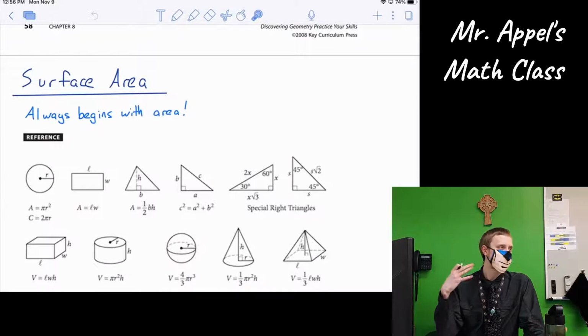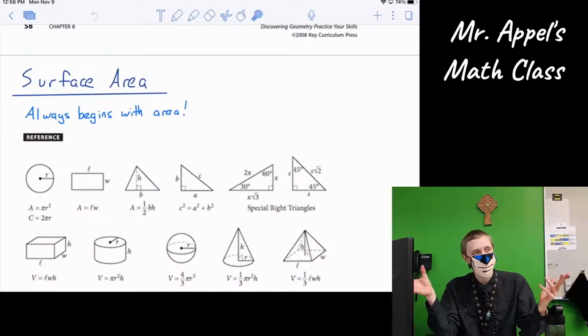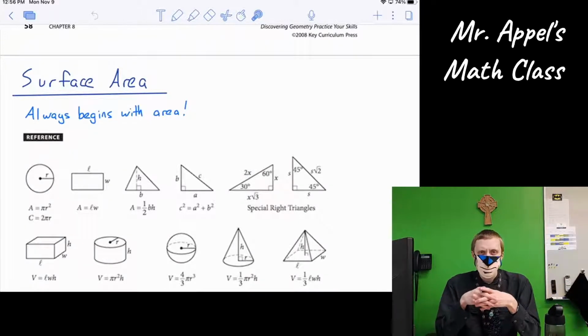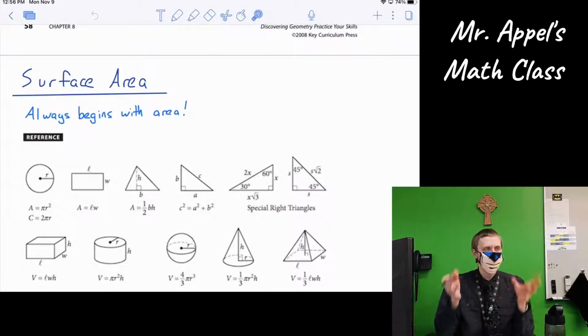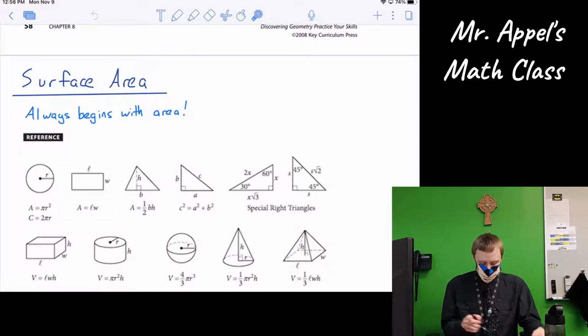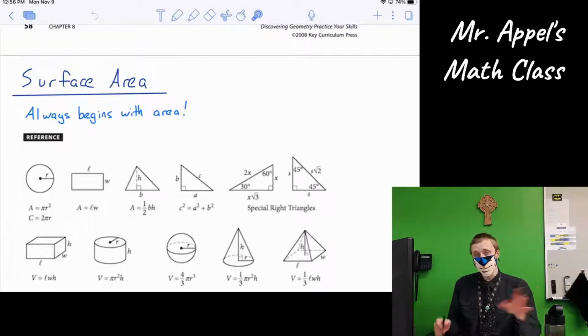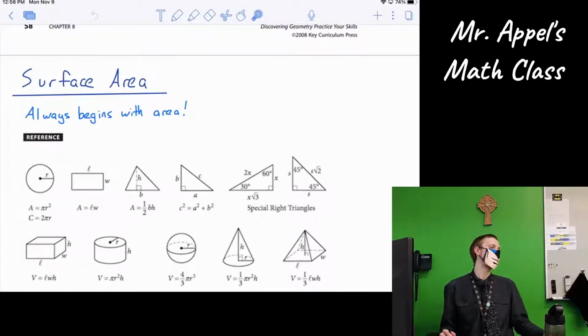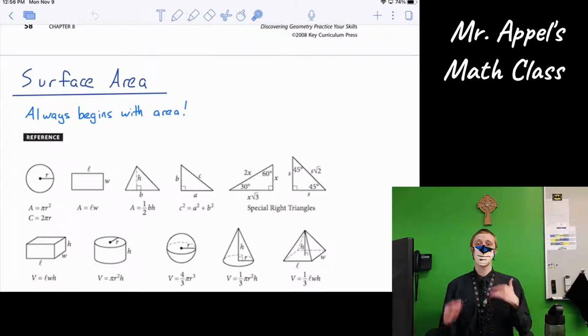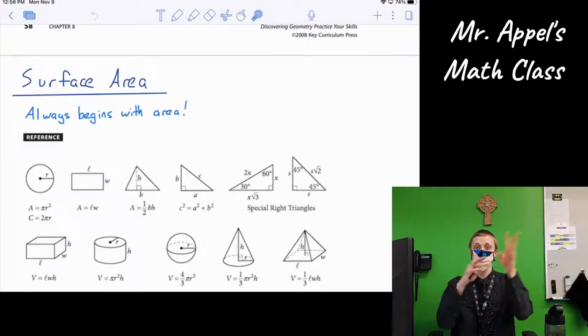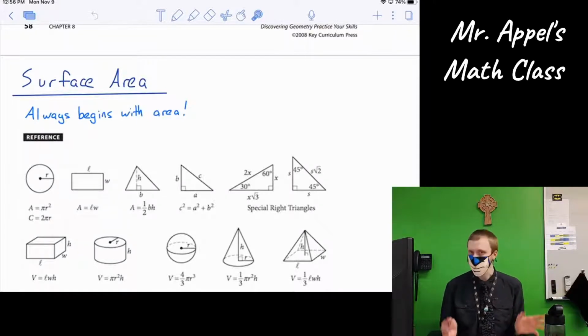And surface area, as you read about this weekend, is nothing more than putting together multiple areas. It all begins with area. If you can find the area of various figures, you can find the surface area of a figure. Right? It's not any new challenge above and beyond that. The only trick really is just to recognize which shapes and make sure you keep track of all of them. That's probably about it.